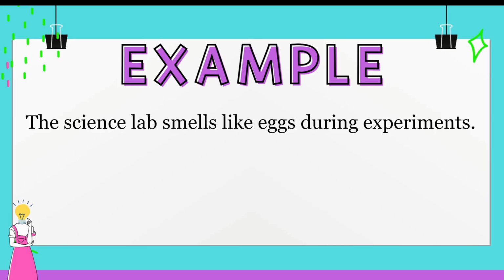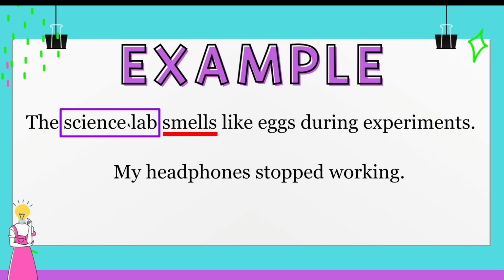So let's ask ourselves, what is the action here? Hopefully you say smells, and that's correct. So this word right here is the action word, but if we're going to be fancy, we're going to call it the predicate. And then we ask ourselves, who or what is doing the smelling? And we look at our sentence, and the science lab is smelling. So that is our subject. So we have predicate right here, smells, subject is the science lab.